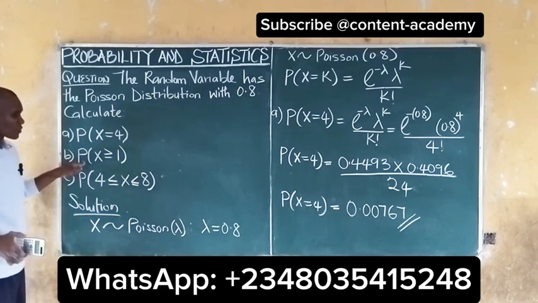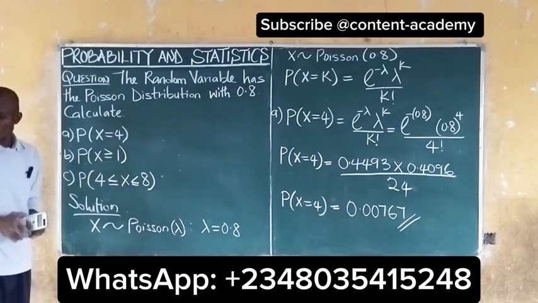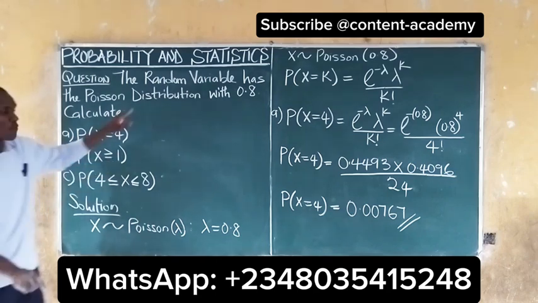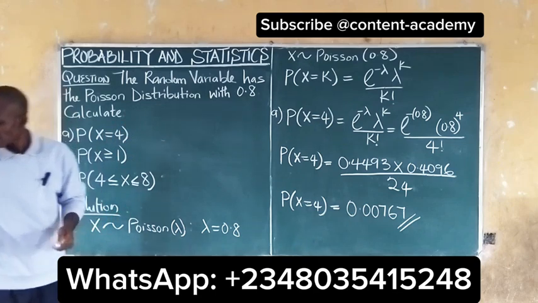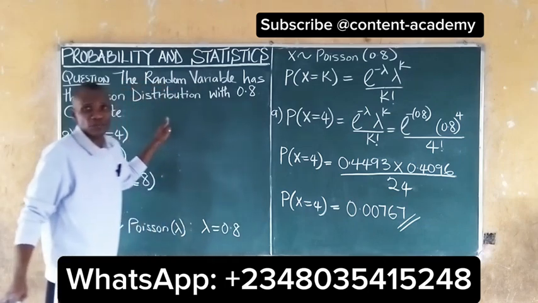Now we'll take the second question. The second question says we should find P(X is greater than or equal to 1). So for me to do that, we move over to this side of the board, which means we have to delete this side of the board.